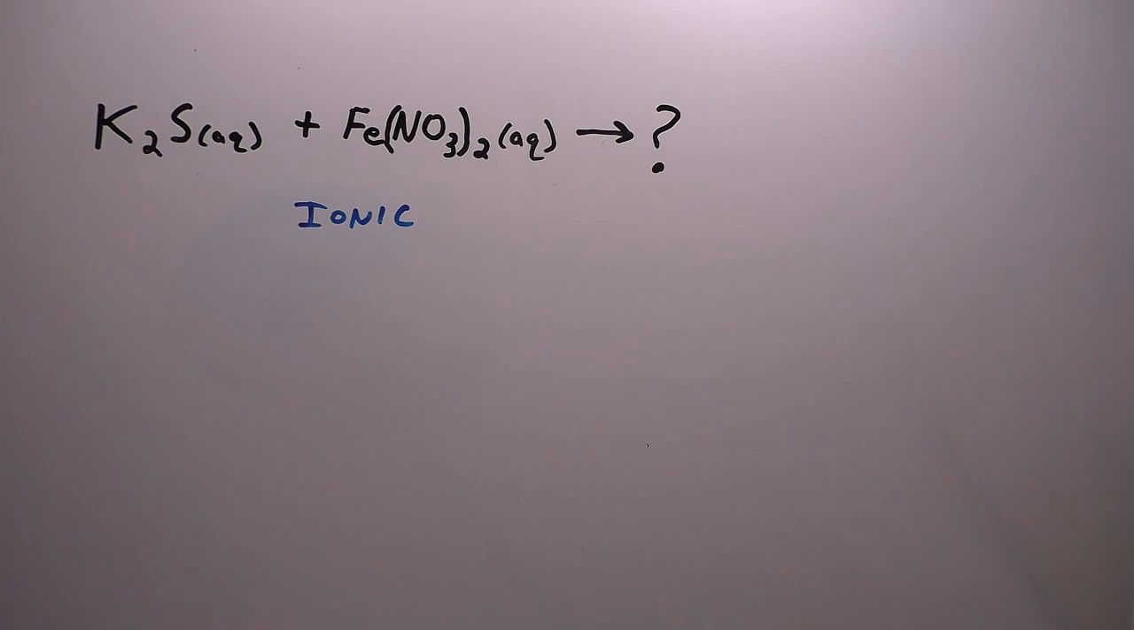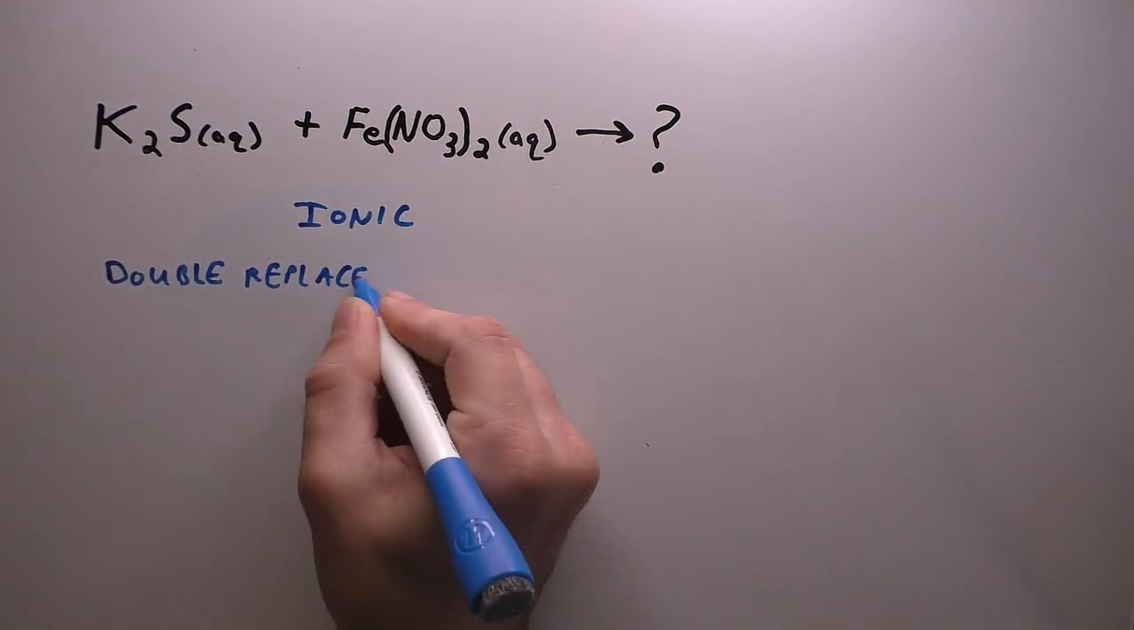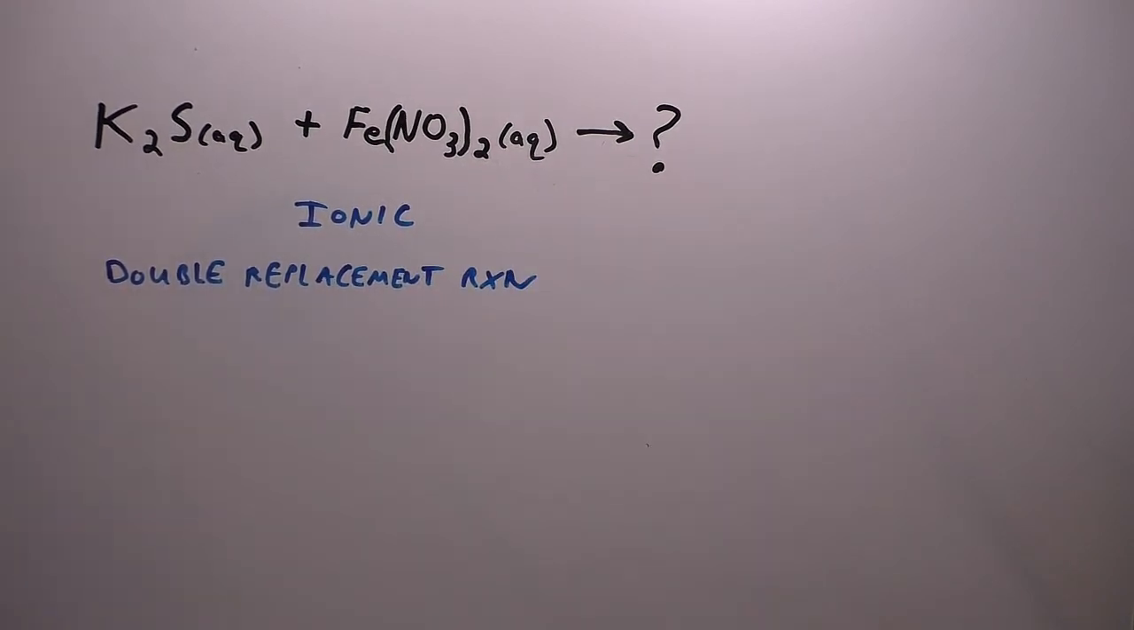So anytime you have two ionic compounds reacting together, the reaction that will most likely take place is called a double replacement reaction. I'm going to go ahead and write that down. Double replacement reaction, which means that when these two compounds react, the positive ion of one compound is going to pair up with the negative ion of the other.